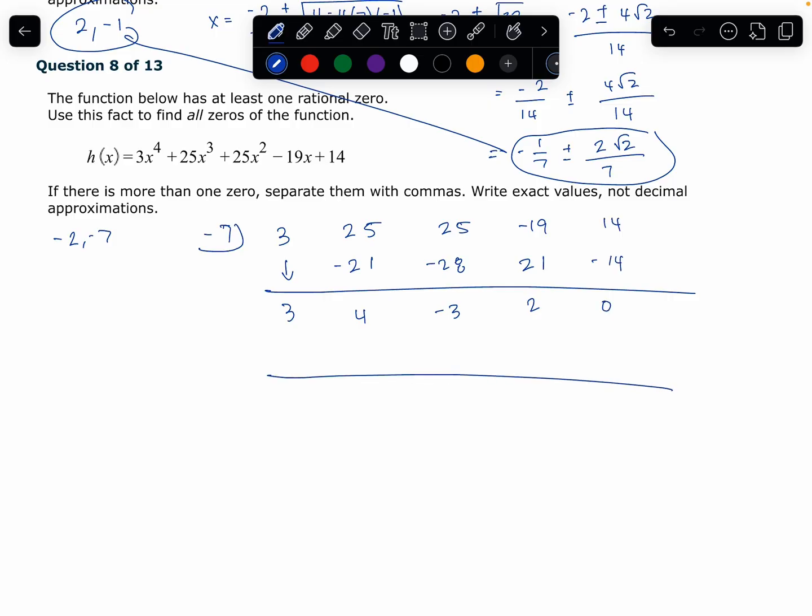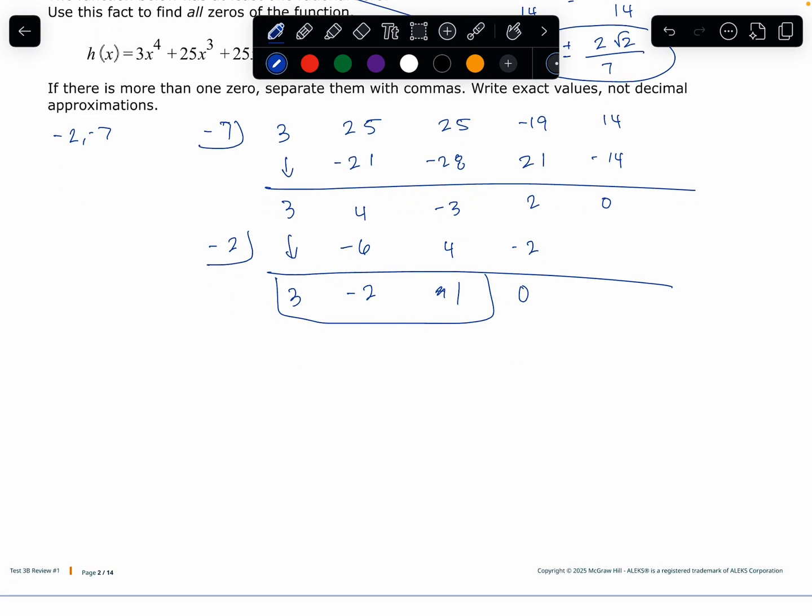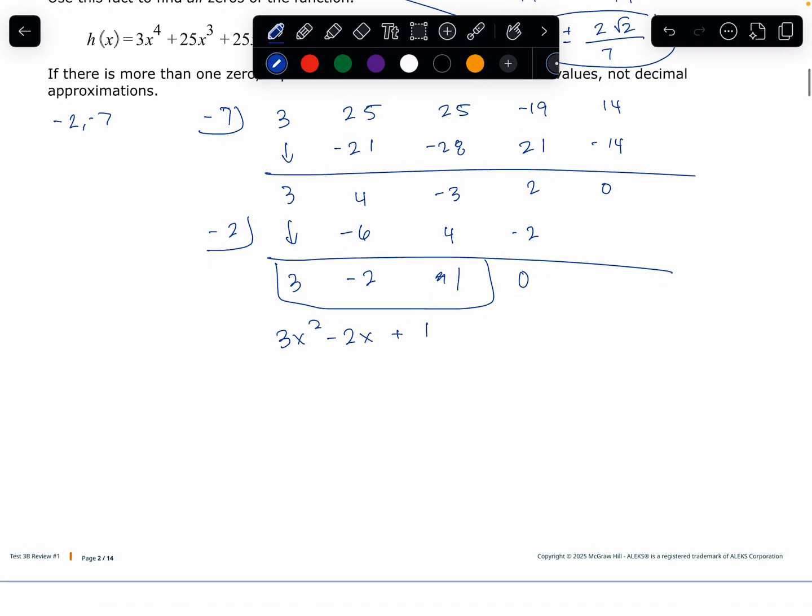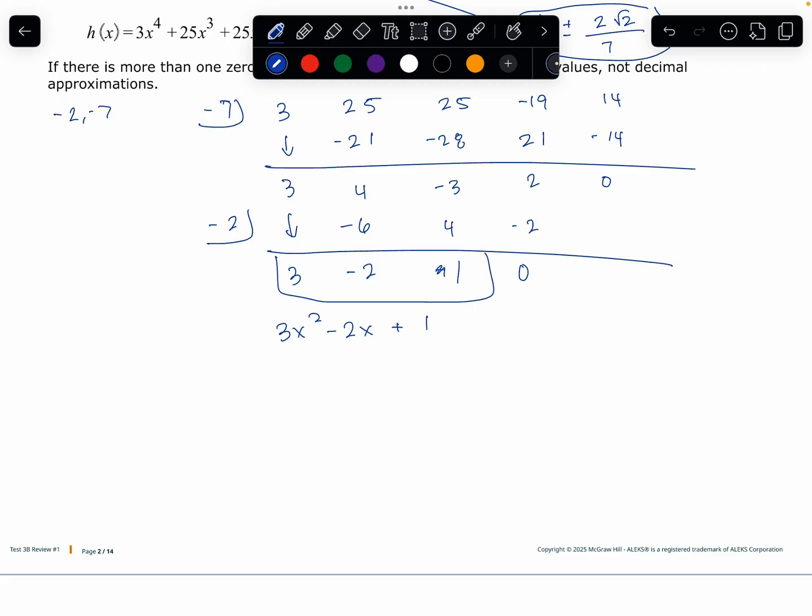And then I'm going to get negative 2, drop the 3. So 3 times negative 2 is going to be negative 6. And then I'm going to get negative 2 times negative 2, which is going to be 4. And then I'm going to get positive 1. And then I'm going to get negative 2 and 0. So this is my polynomial, 3x squared minus 2x plus 1.